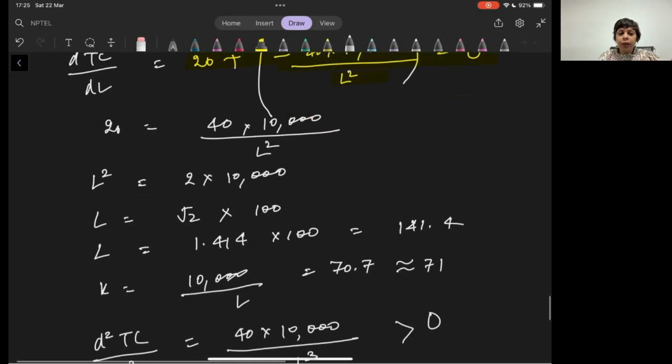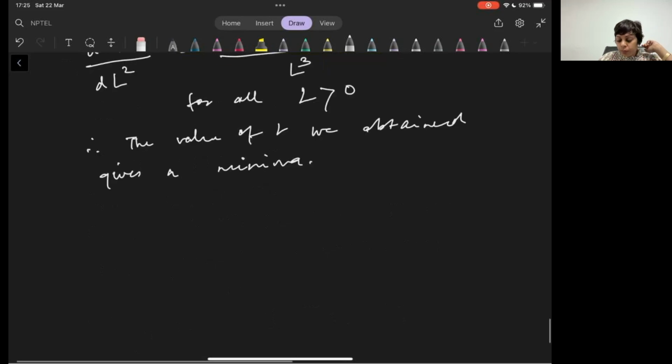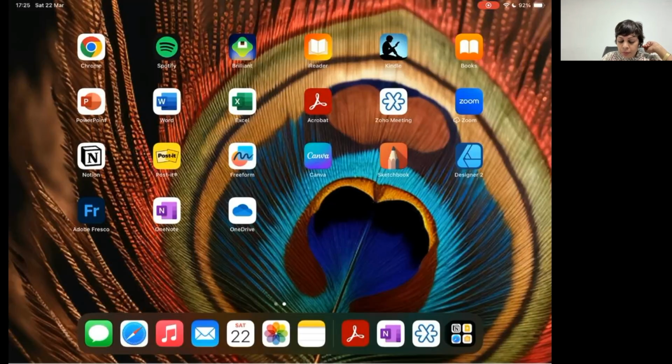In some cases, you may get two values of L which are positive. If you get an expression something like (L minus 2)(L minus 4) is equal to 0, you could get two values, L equal to 2 and 4. Now, which one is giving a minima and which one is giving a maxima, you don't know. So you have to always check the second order derivative. And in this case, we are getting that as positive.